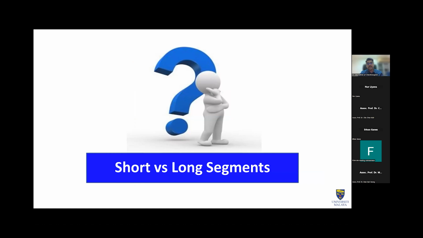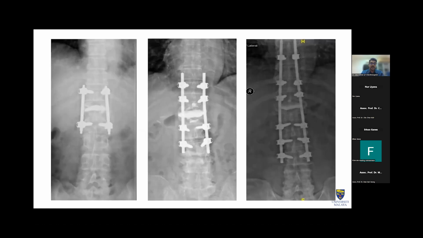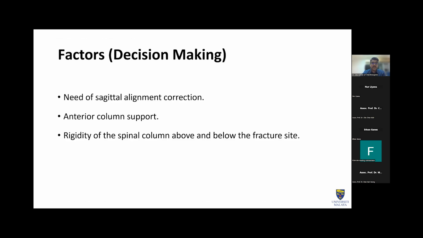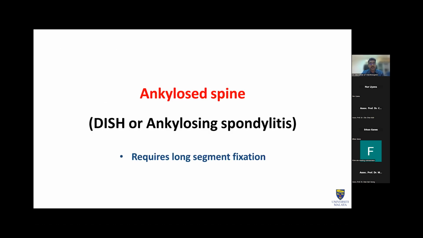Regarding short versus long segment fixation, fixation can be 1 level above or below, or can be more than 1 level. Factors that influence the decision-making will be need of sagittal alignment correction, presence of anterior column support, and the rigidity of the spinal column above and below the fracture site. Enclosed spine, in cases of DISH or ankylosing spondylitis, usually requires a long segment fixation.